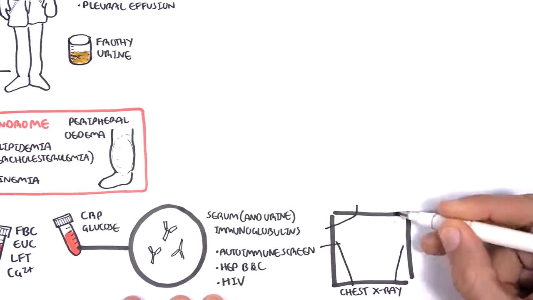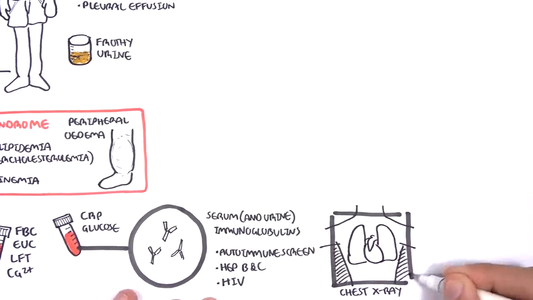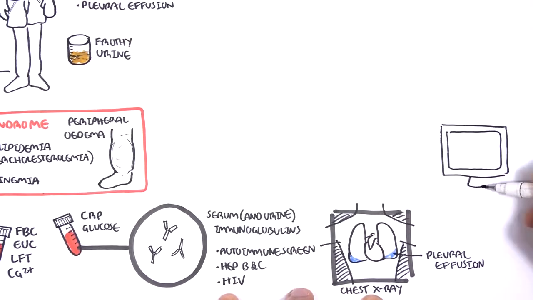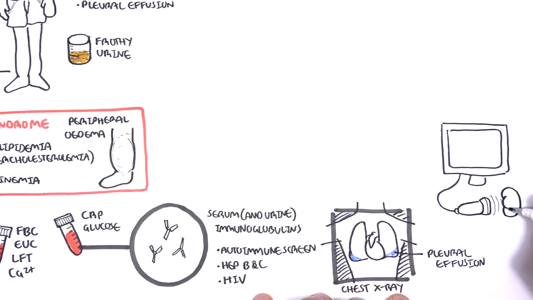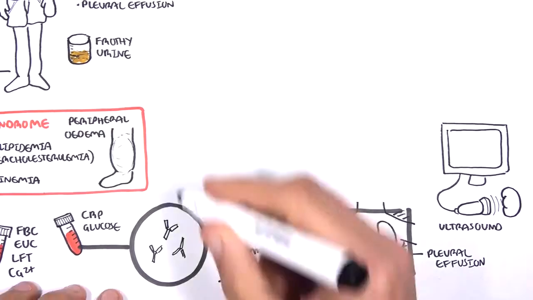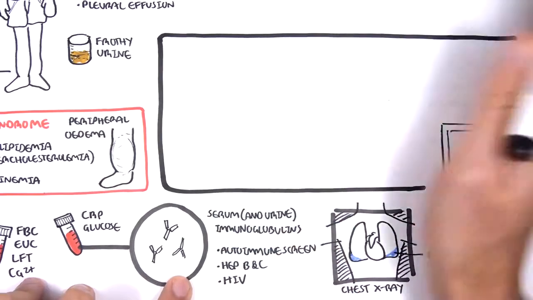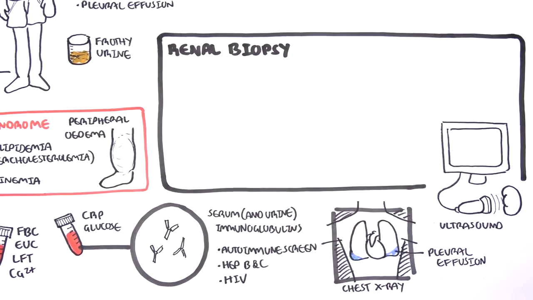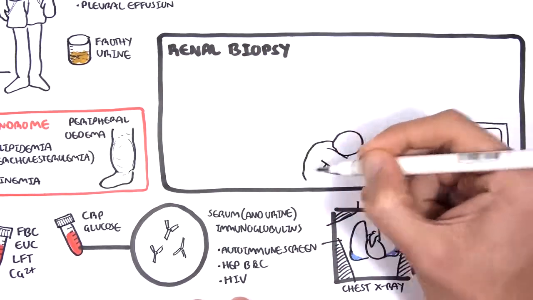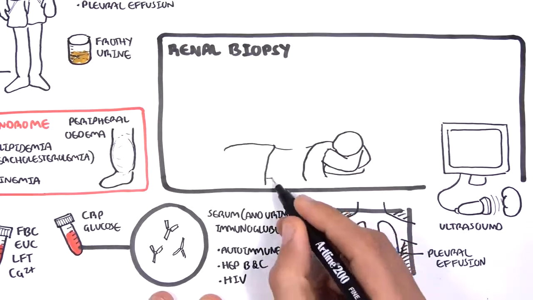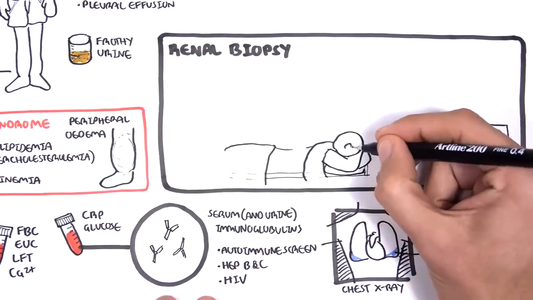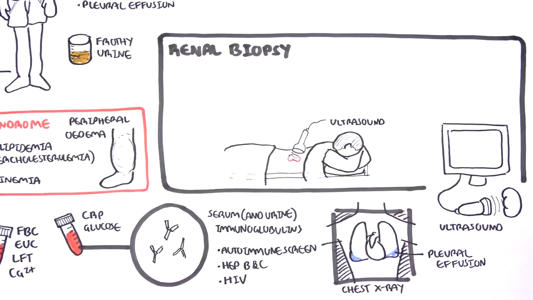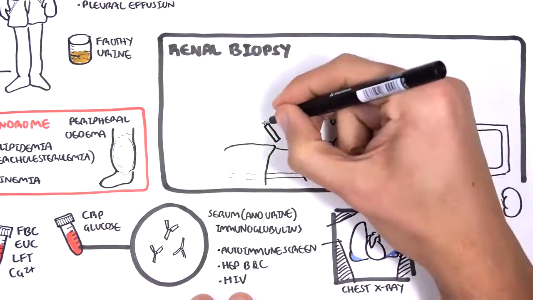Chest x-rays can be performed and may show pleural effusion or edema. Other important investigations include ultrasound of the kidneys. Renal biopsy is important to look at the macro and micro changes seen in glomerulonephritis and to distinguish between the different types of nephrotic syndrome. In renal biopsy, you take a sample of the kidney tissue, usually ultrasound guided.